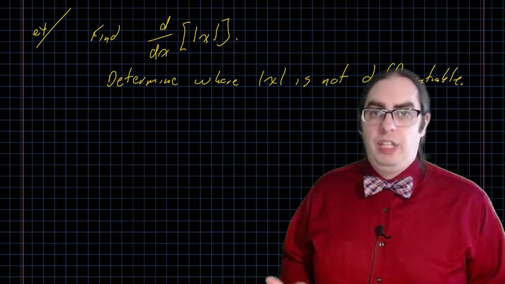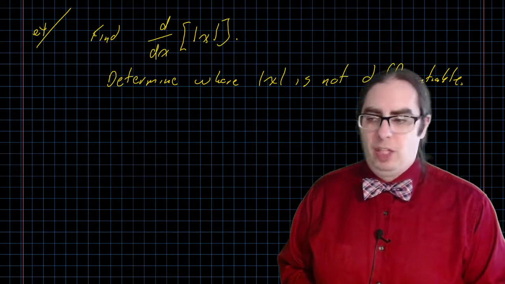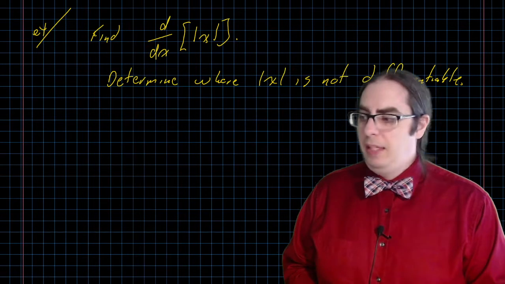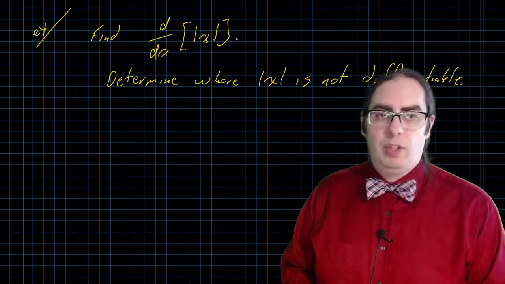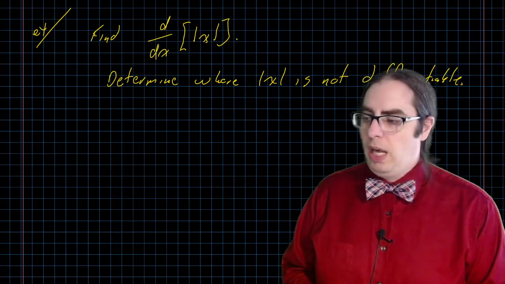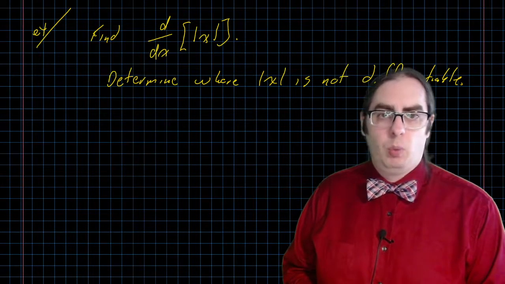The instructions here can be read in any of those ways, and they all mean the same thing. That's an interesting idea. And then determine the values where the absolute value of x is not defined, where it's not differentiable. Determine what that's going to look like.